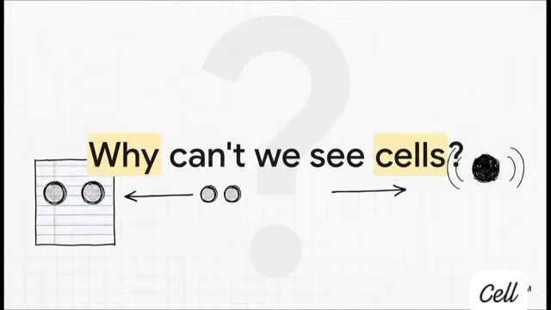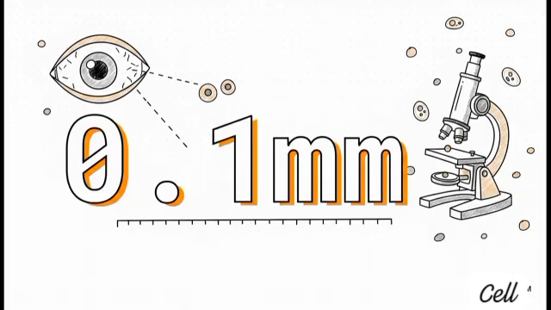Now, you might be wondering, why can't we just look at our hands and see cells? It's a great question. Well, think about this. Imagine taking a pen and drawing two tiny dots right next to each other on a piece of paper. If you start moving those dots closer and closer together, eventually there comes a breaking point where your eyes just can't tell them apart anymore. They totally blur into one single point. And you know what that exact breaking point is?